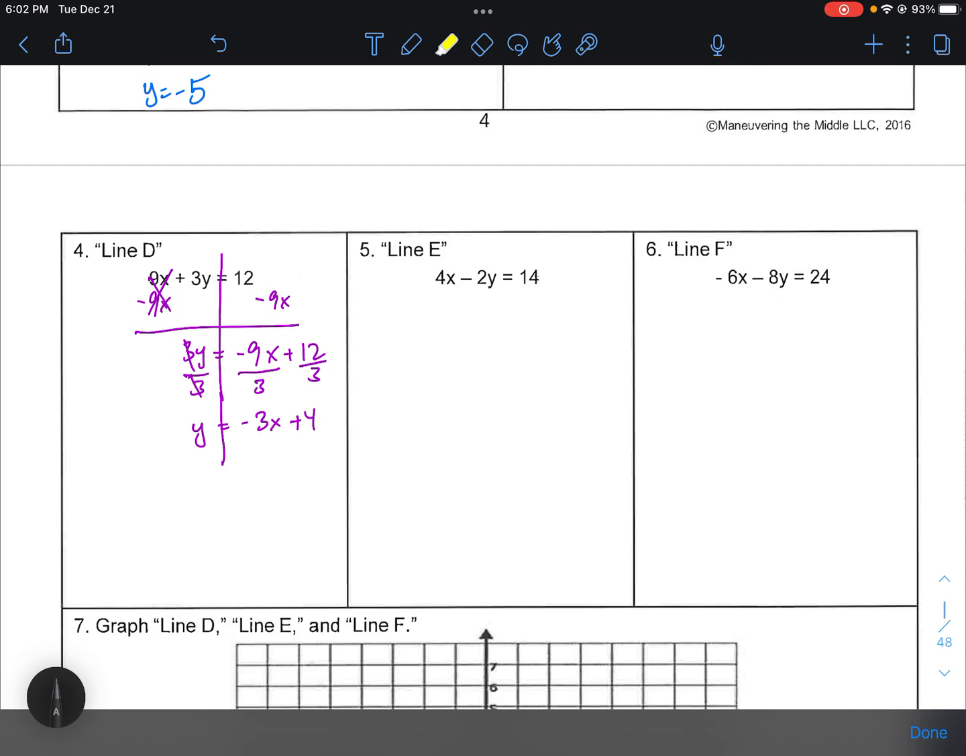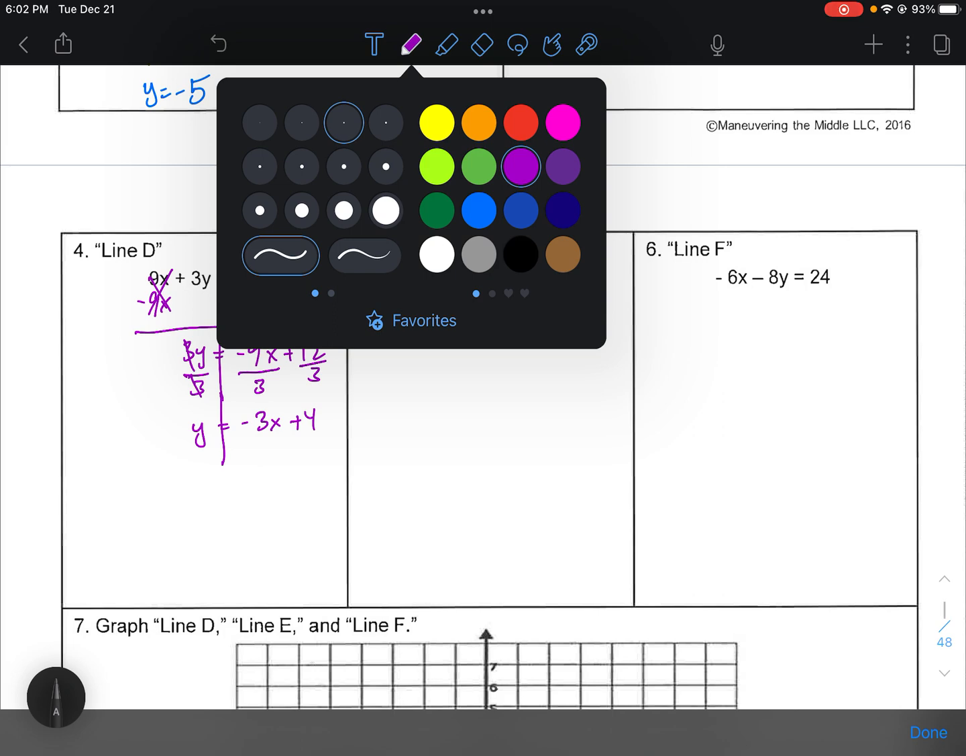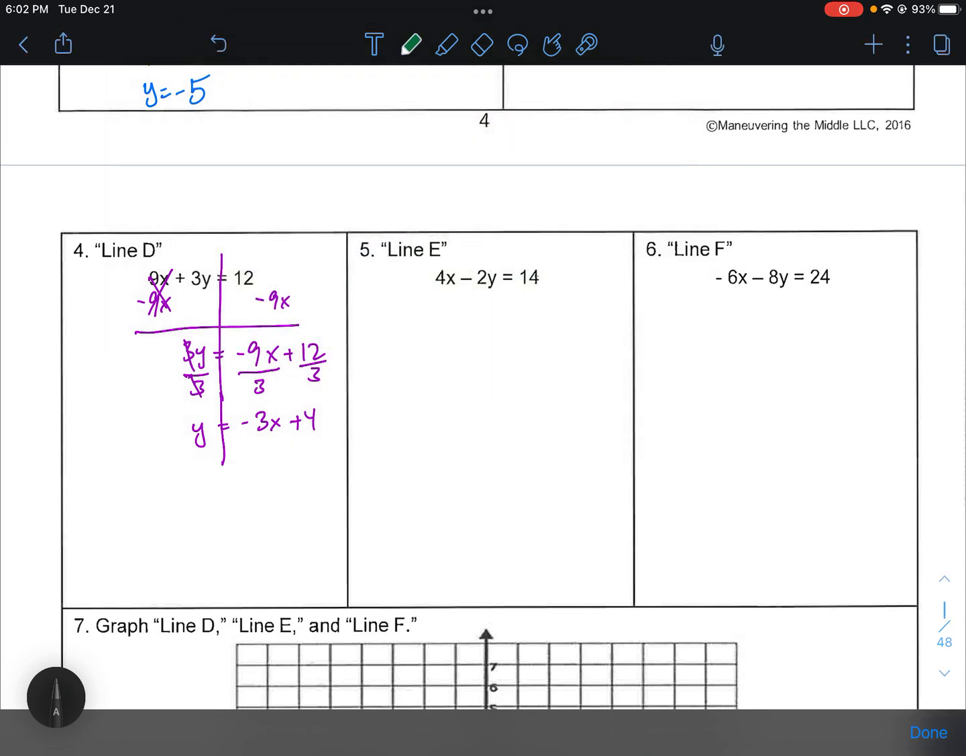Let's do line E's equation. Let's do this one in green. So I've got to get rid of the 4x by subtracting 4x from both sides. That's going to cancel. I'm left with negative 2y equals negative 4x plus 14. Or 14 minus 4x, both mean the same thing. Now we need to get rid of the negative 2 by dividing by negative 2. Divide this by negative 2. Divide this by negative 2.